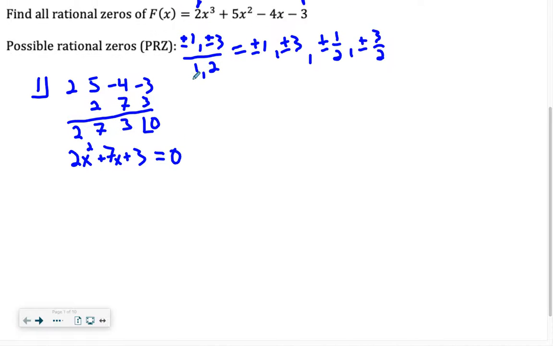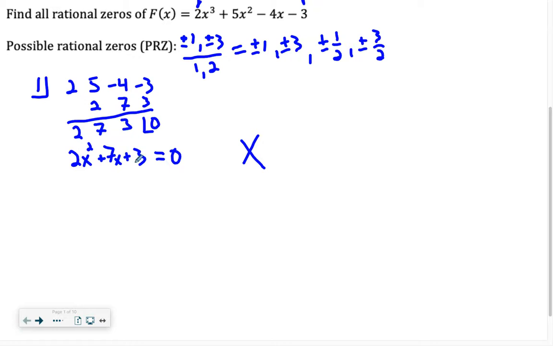Now, it's always worth it to see if we can factor, right? Because factoring is usually quicker than using the quadratic formula, but you can always use the quadratic formula. If you don't want to bother with factoring, you can just jump right into the quadratic formula. But I'm going to factor this one.